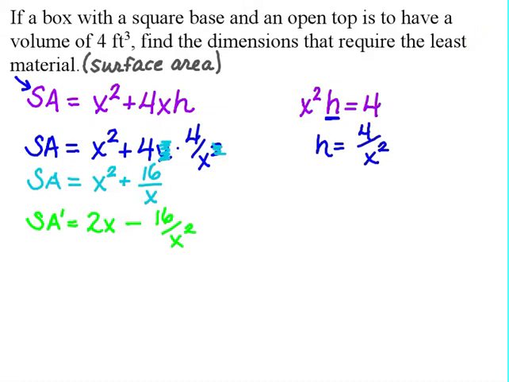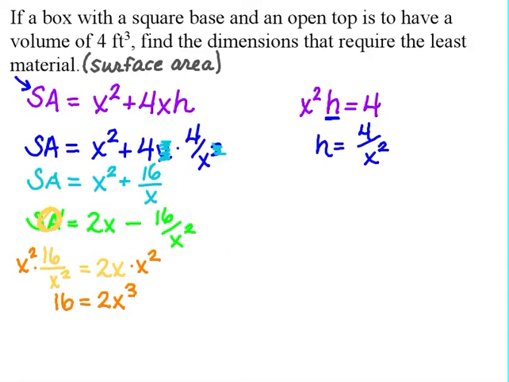Yep, set it equal to 0. So basically, I'm just going to do this. 0. So I really get 16 over x squared equals 2x. So I'm going to multiply both sides by x squared. It's an easy way to do that. So 16 equals 2x cubed.